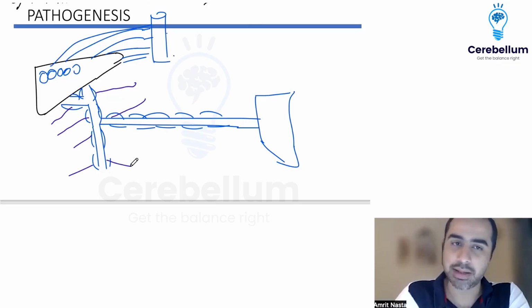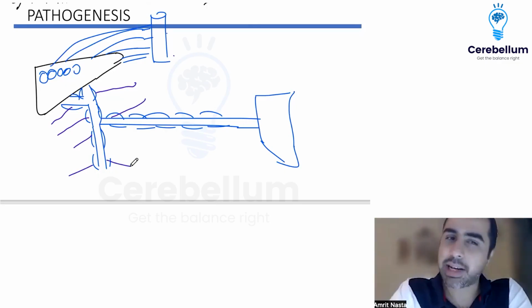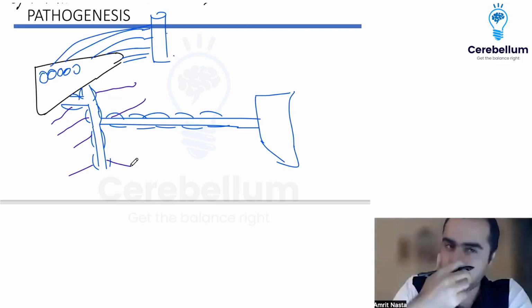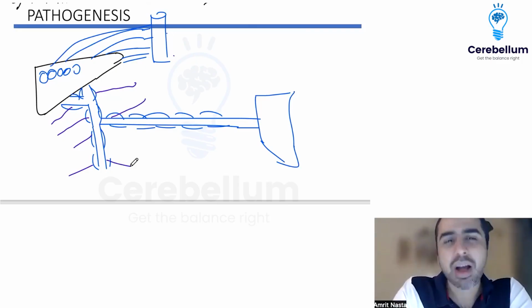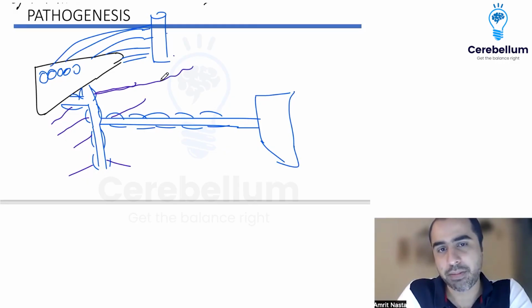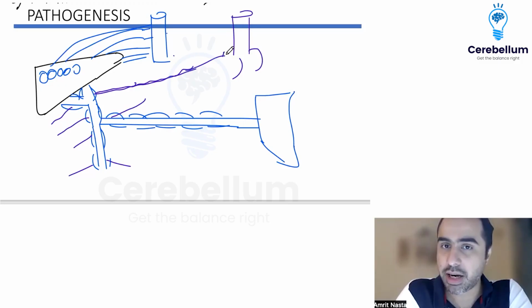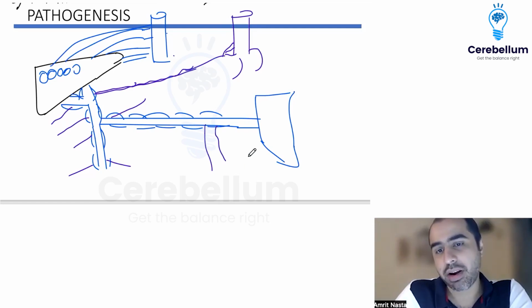And these collaterals will go and join other veins, not a part of this circulation. They will join other veins. For example, some of the branches can go from here, from the portal vein, and they can go to the esophagus. The veins of the esophagus, they can go and join them. So now the blood will go into the esophageal veins.